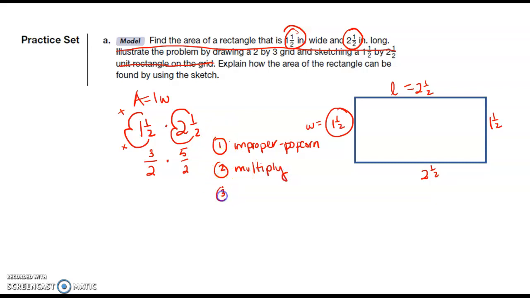We will need to reduce if possible, but sometimes this is not required. So 3 times 5 is 15. 2 times 2 is 4. So I'm going to go ahead and reduce. 4 goes into 15. Let's see, 3 is 12. Yeah, 3, 12. And that line is 15 minus 12 is 3. So it's 3 3/4 inches squared.